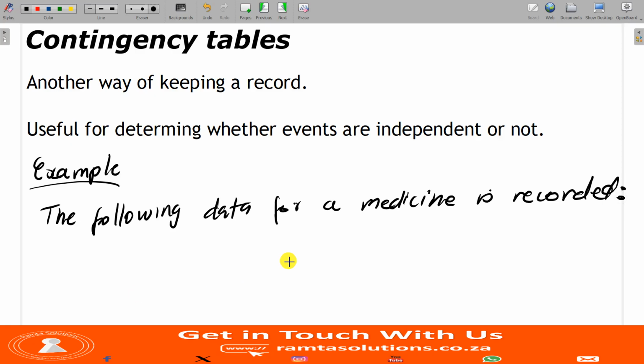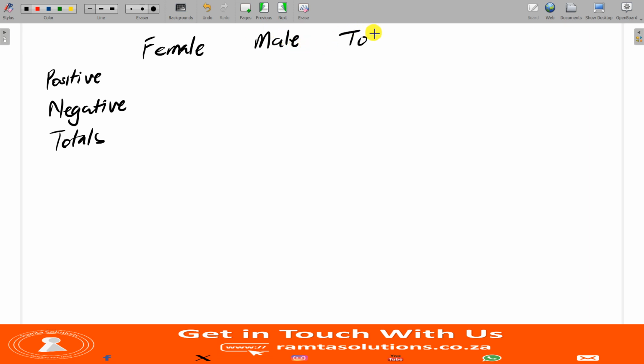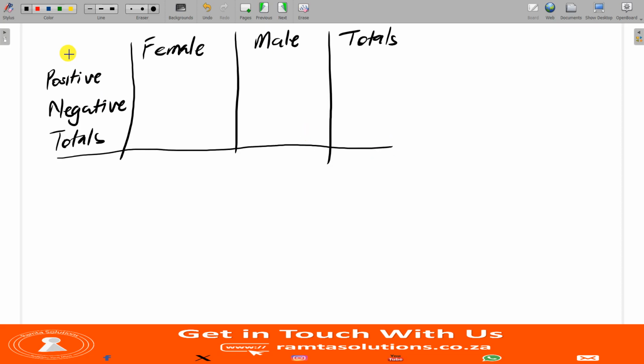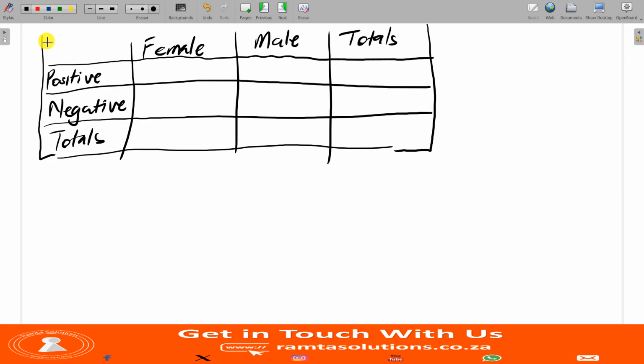I will not be able to squeeze it here, so let me put it on the next slide. The columns are when it returns a positive result, when it returns a negative, and then the total of the positive and negative. Then we want to know how females responded to it, how males responded to it, and then the totals thereof. So this is our contingency table.